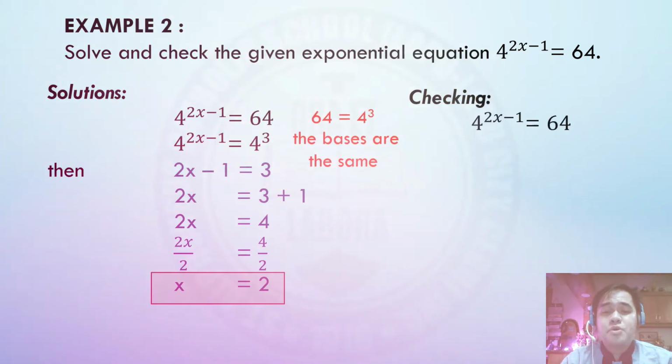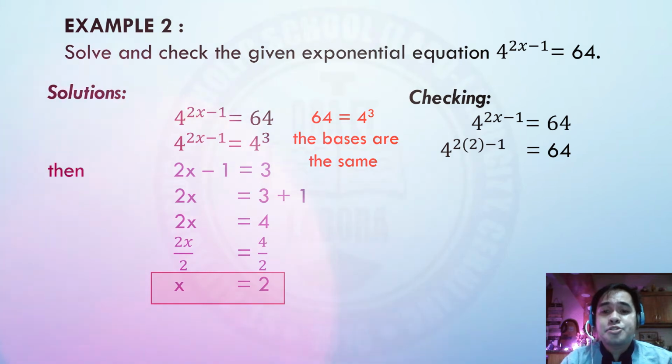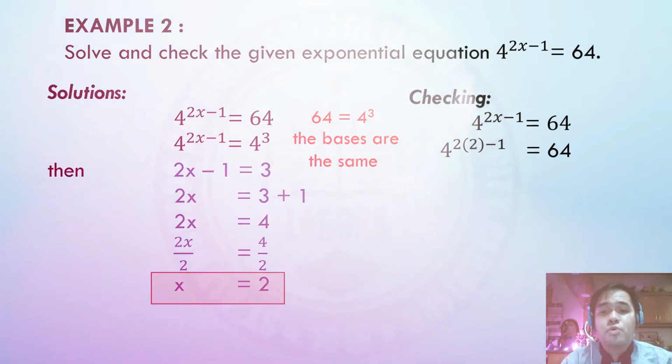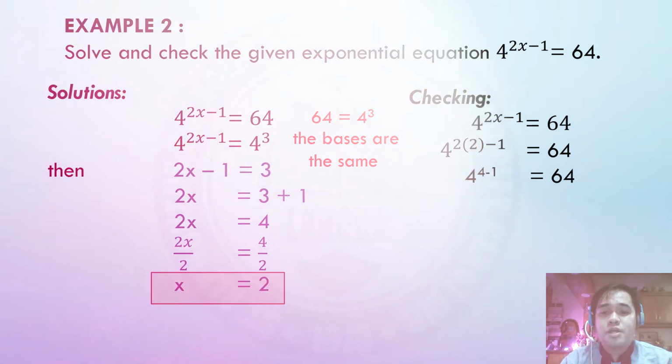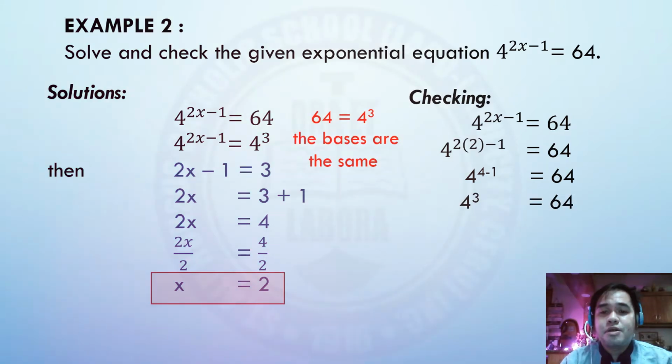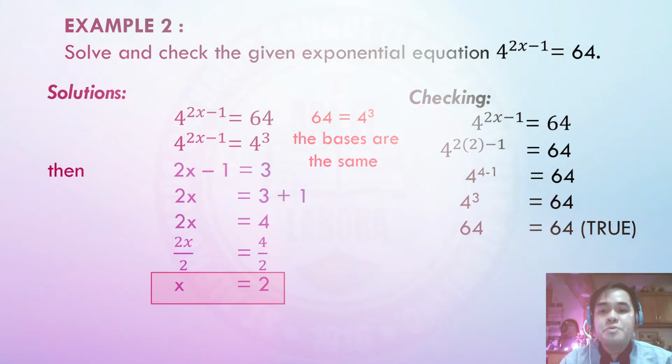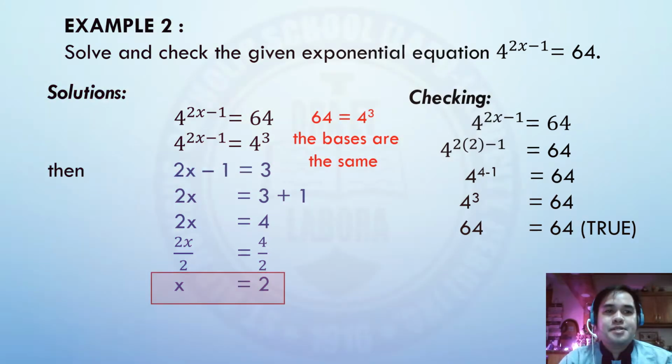For the checking, we are going to copy the given. After that, substitute the value of x, which is 2. So we have 4 raised to 2 times 2 minus 1 equals 64. Simplify them further, and it will become 4 raised to 4 minus 1 equals 64. We have 4 raised to 3 equals 64, and 64 equals 64. That makes this equation a true mathematical statement.